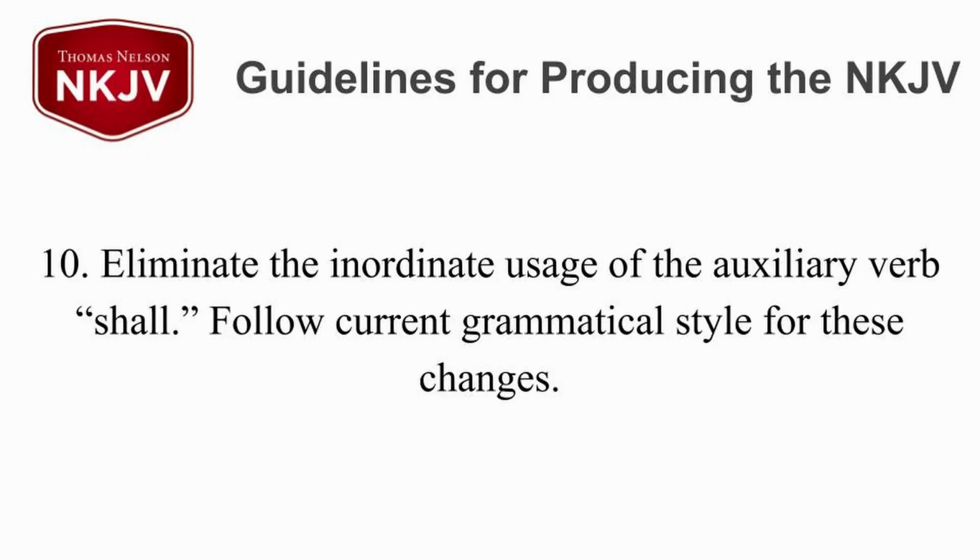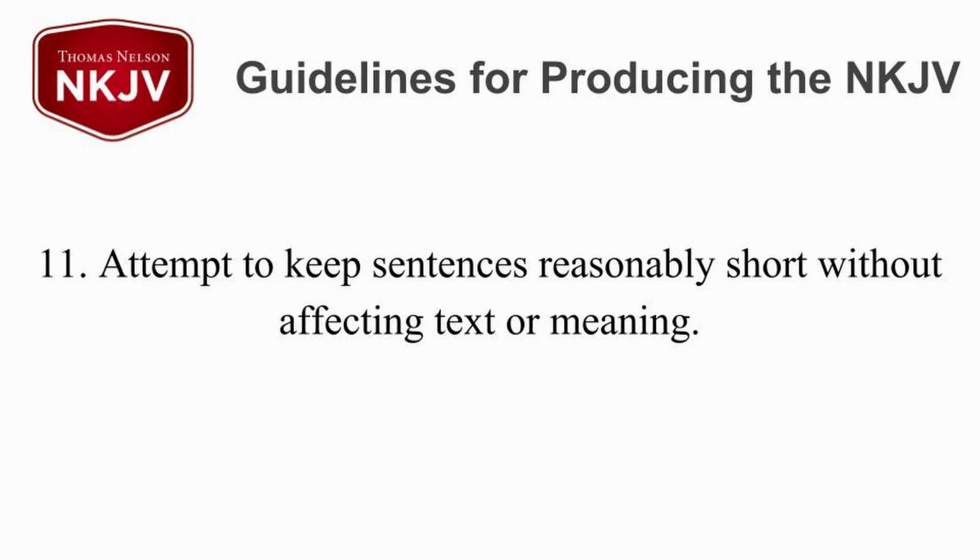Number 10, eliminate the inordinate usage of the auxiliary verb shall. Follow current grammatical style for these changes. So that's a minor thing in a way, but the word shall is used so much in the original King James Version, it just doesn't fit our modern language today. So that was one of the changes they made, to not use the word shall so much and change that to will. Number 11, attempt to keep sentences reasonably short without affecting text or meaning.